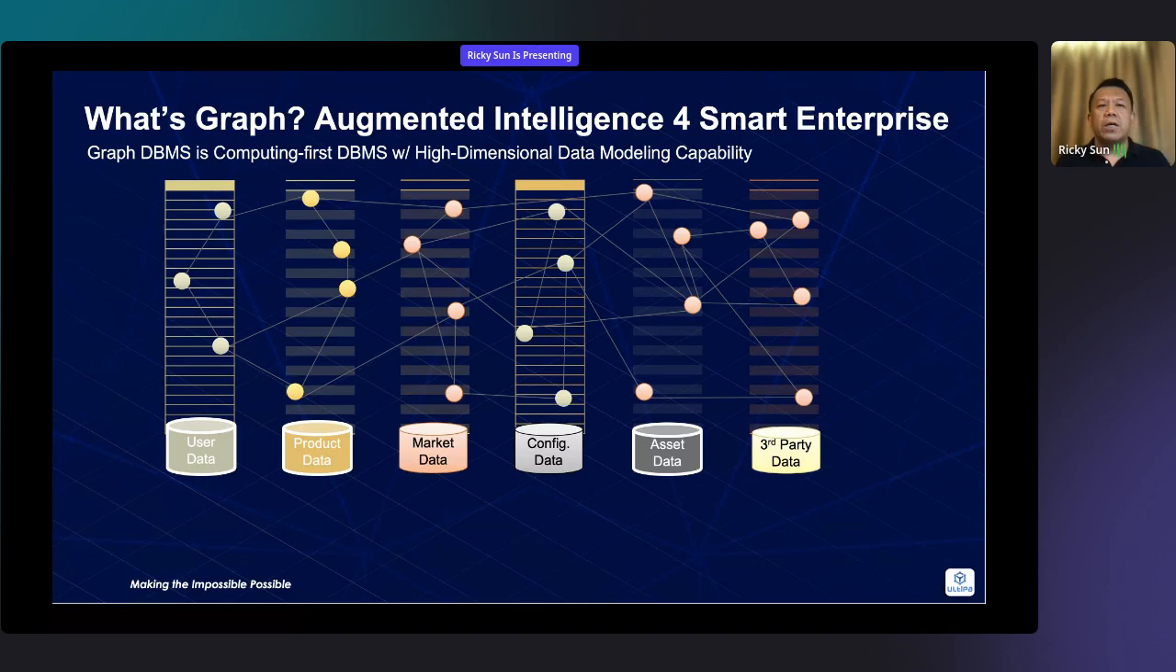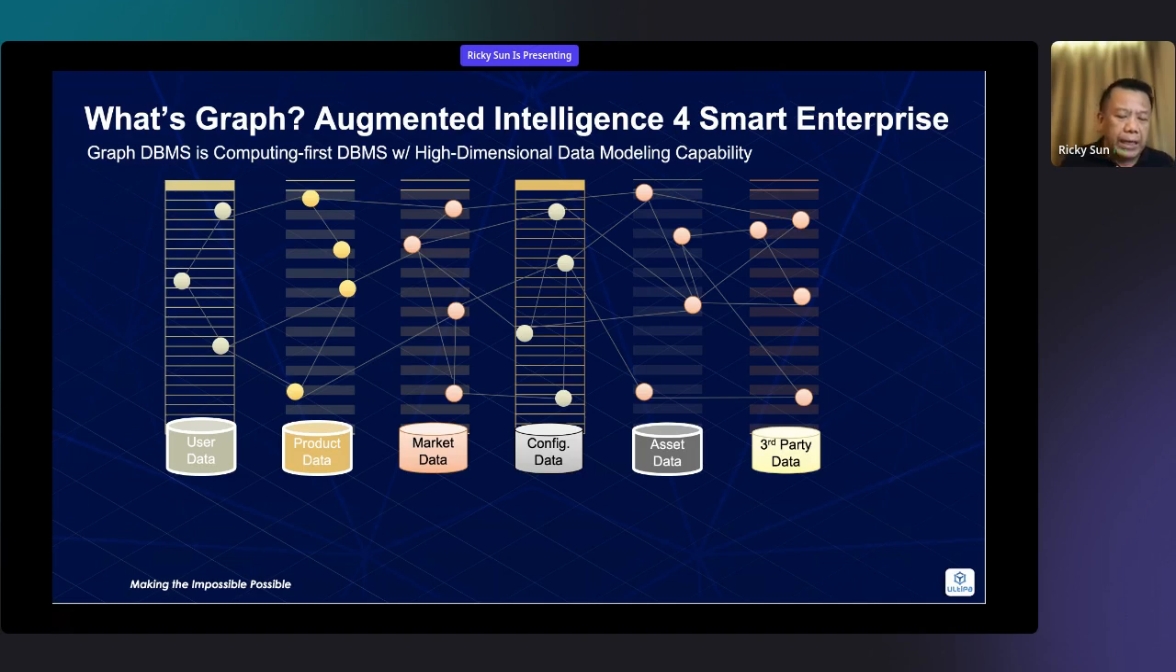So essentially, what is graph? I think we still deserve to use one to two slides to give a quick introduction in case some folks are not totally familiar with this concept of graph augmented intelligence. So essentially, graph augmented intelligence is a form of artificial intelligence, and it's really an ideal technology or infrastructure for the smart enterprise.